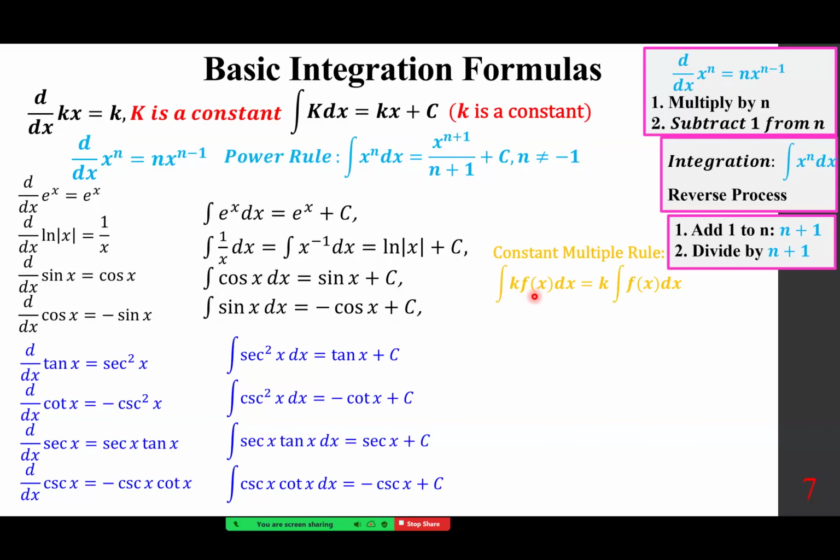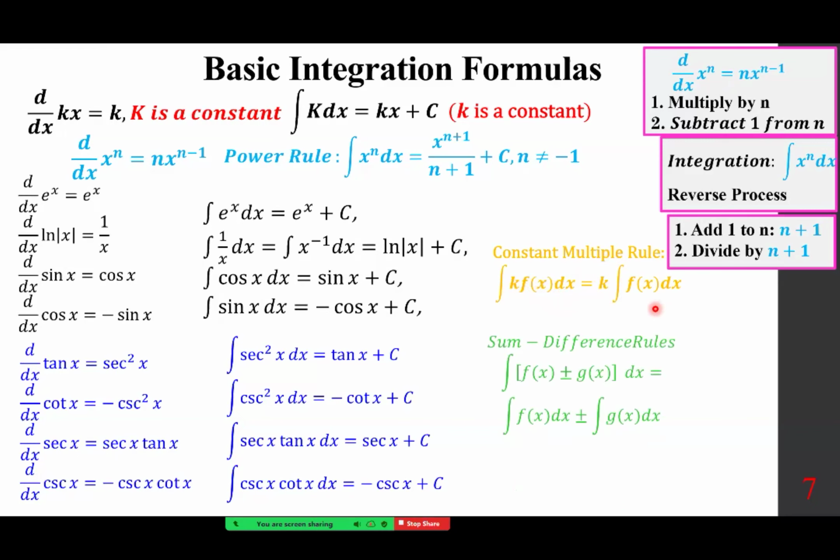Constant multiple rule. If you recall, when we differentiated, if we had a multiplier, a coefficient, it would just remain there. So you can leave it in the integral sign, or take it out: k times the integral of f of x dx.